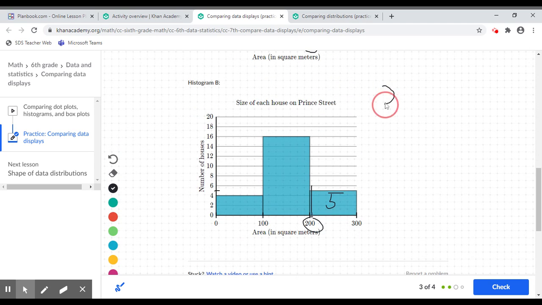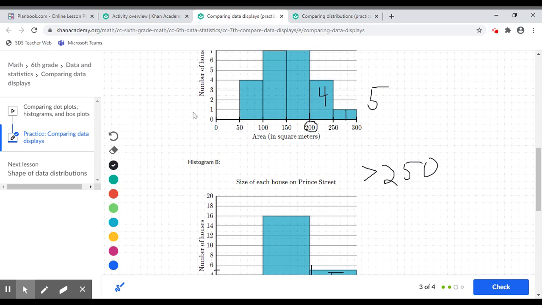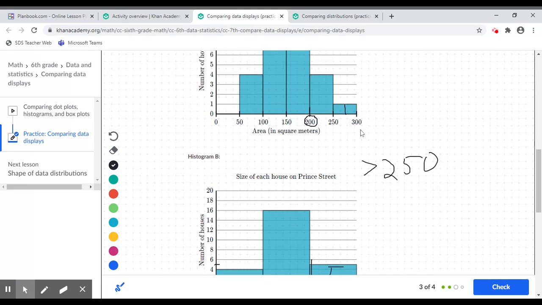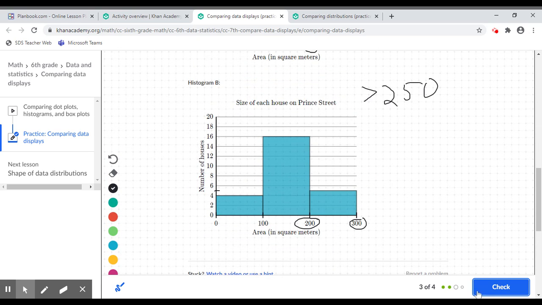If I had asked the same question about 250, can I tell how many are greater than 250? Well, on the histogram A, the answer would be yes. It would be 1 house. But down here, I can't be sure how many are above 250 because all I know is that they're in between 200 and 300. So be careful on those.